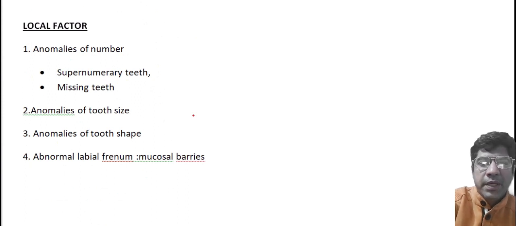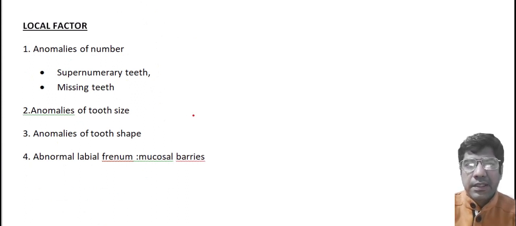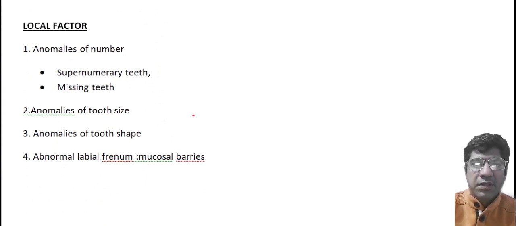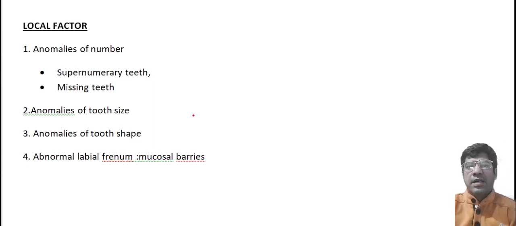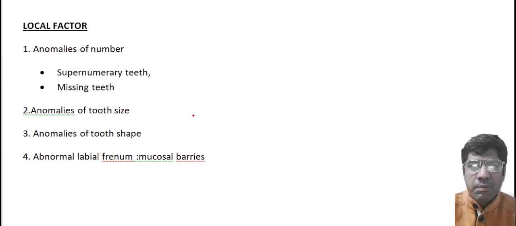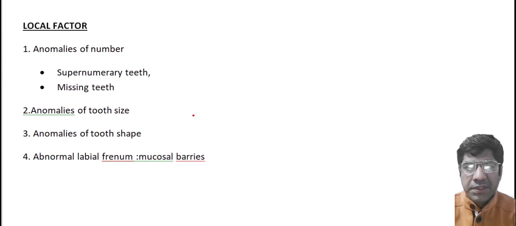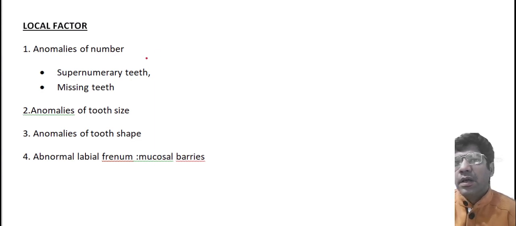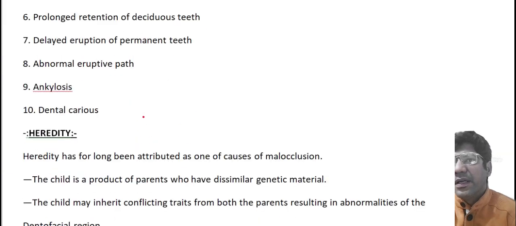The local factors could be anomalies of number like missing teeth, supernumerary teeth, or the extra teeth, anomalies of tooth size, shape, and abnormal frenum, premature loss of teeth, prolonged retention of the deciduous teeth, delayed eruption of the permanent teeth, abnormal eruptive pathway, or ankylosis. What is ankylosis? It is the fusion of the tooth root to the jawbone. Dental caries, improper dental restoration, these all are considered in the local factors.